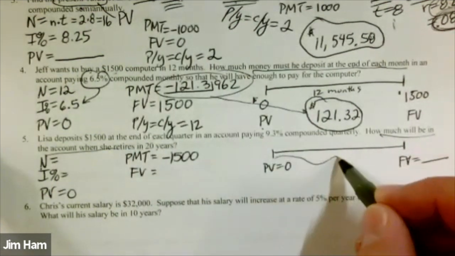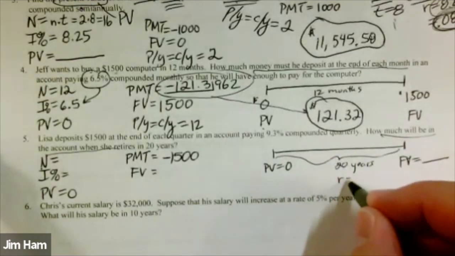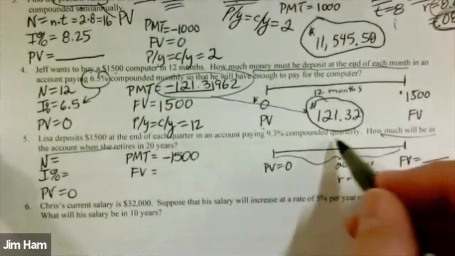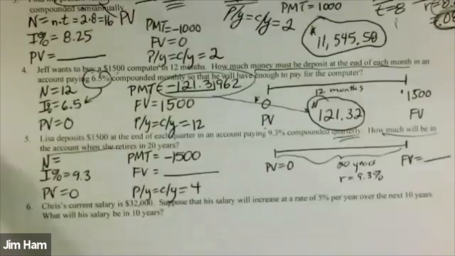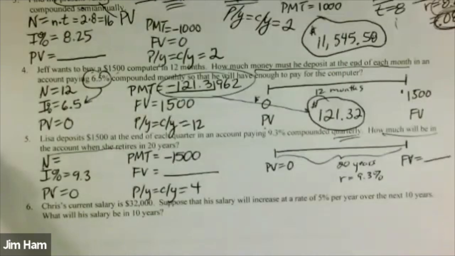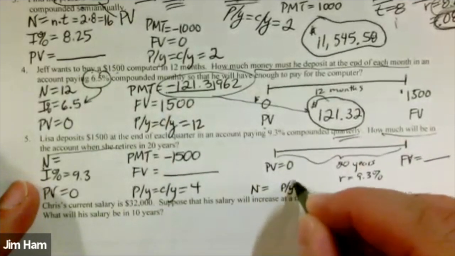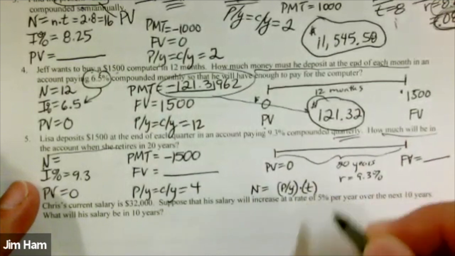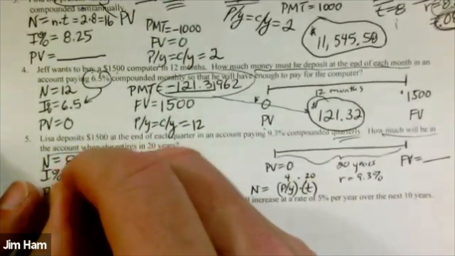This whole time span is 20 years, and the interest rate is 9.3%, compounded quarterly, so payments per year, compounding per year is 4. What is N again? The number of years times the quarterly, which is 4. Yeah, times 4. So it's always the P/Y number times the number of years. So 4 times 20. So N is going to be 80 this time.